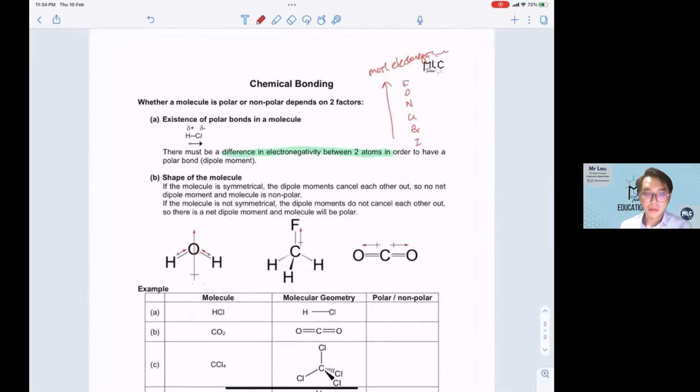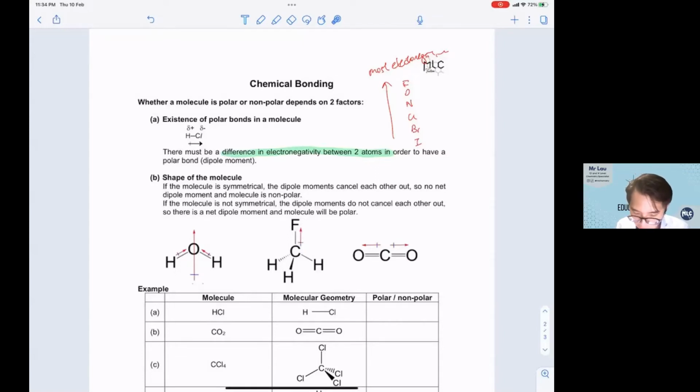Do the dipole moments cancel out? For example, O is electronegative, so there'll be a pulling towards this direction and a pulling towards this direction. They do not cancel out because the shape of water is bent. So overall, there's a net dipole moment upwards. Same thing for CH3F. F is electronegative, so there's a net dipole moment upwards.